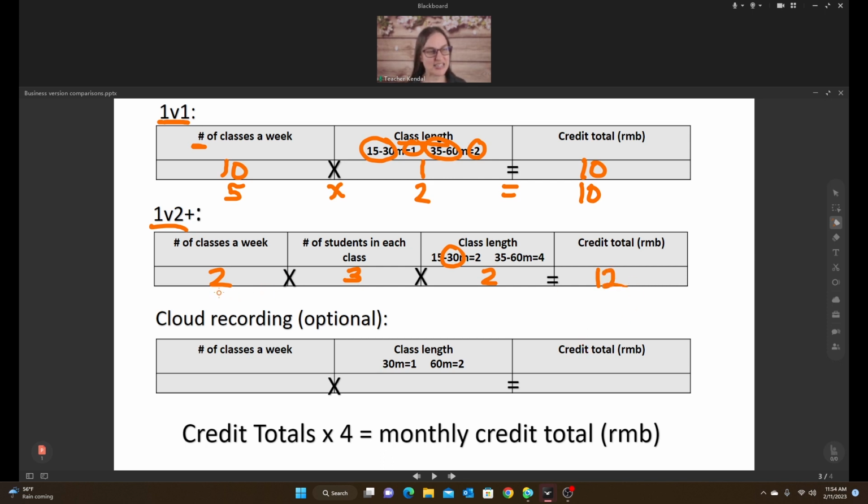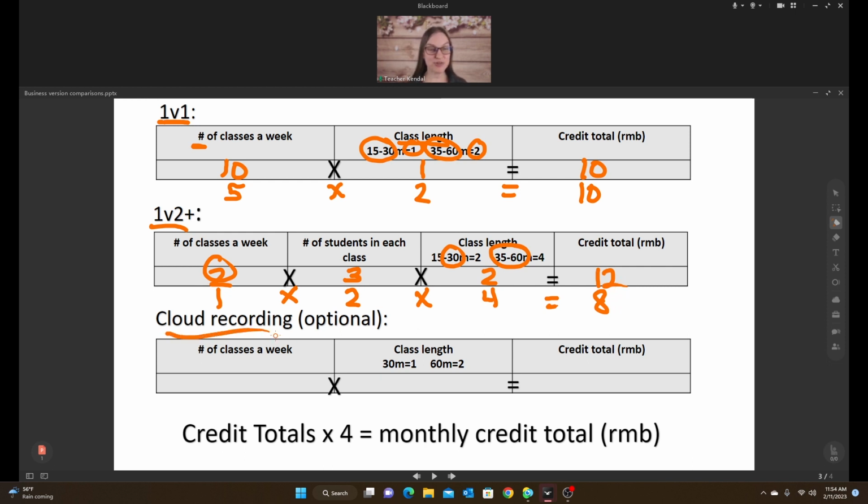Now let's say I teach 1 class a week with 2 students in the class, and these classes are 45 minutes, which means it rounds up to the 60. So I would multiply that by 4. So I have 1 times 2 times 4. So that would be 8 RMB. So these classes, the 2 with 3 students, 30 minutes, 12 RMB credit. 1 class with 2 students, which is 4 RMB class length, is 8 RMB credit total.